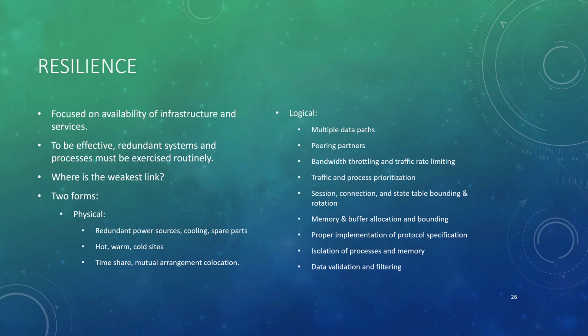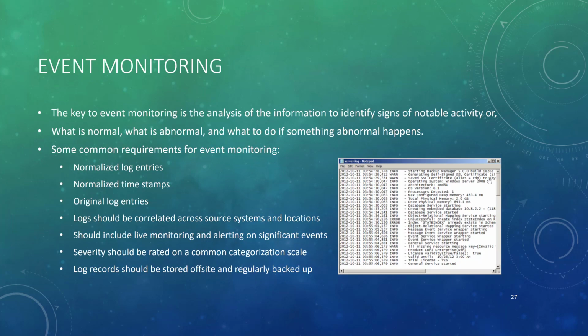As you can see on the slide, there are lots of ways of doing this and what you've got to look at. You could have hot, warm, or cold sites out there. If you don't have a dedicated mechanism to hot, warm, or cold, you could use a shared mechanism using timeshare or mutual arrangement, co-location. As you're looking at resiliency, this gets expensive, and this ties into business continuity. So typically the CEO is going to be involved with decisions around resiliency.